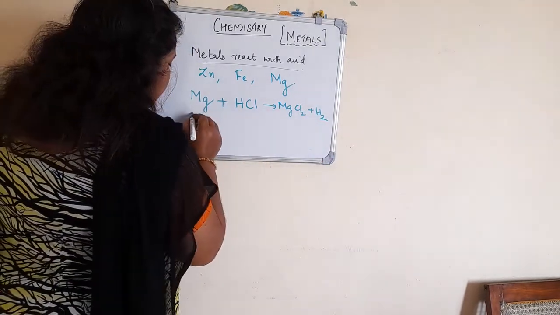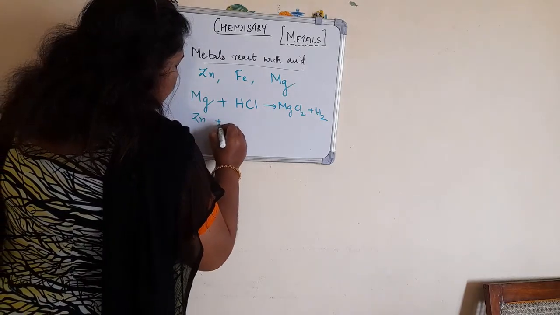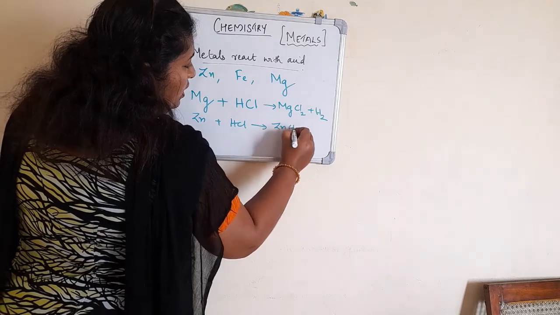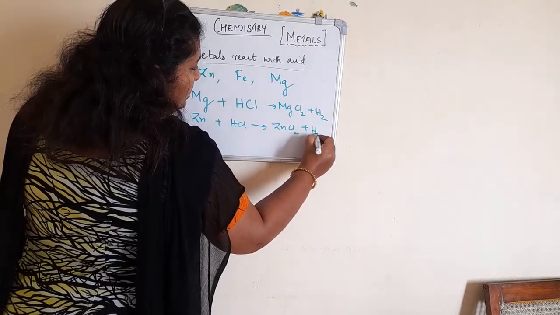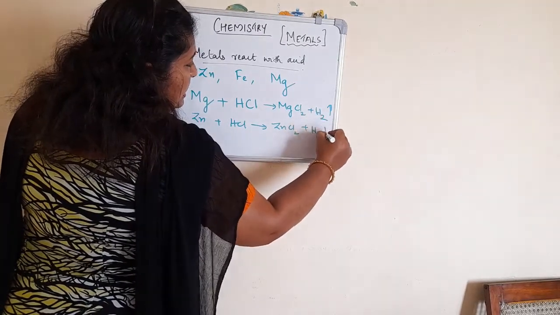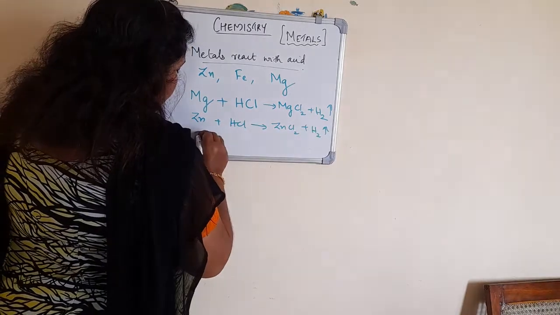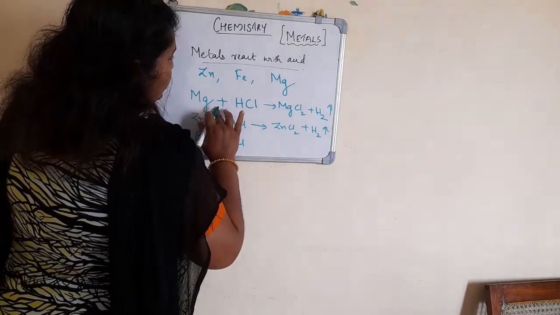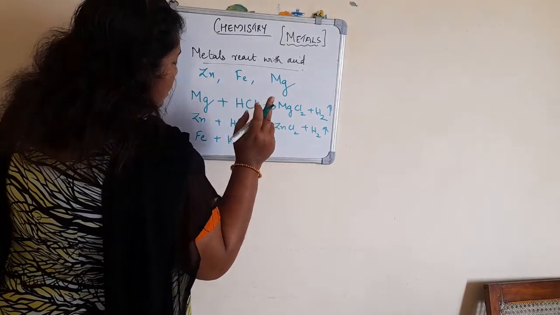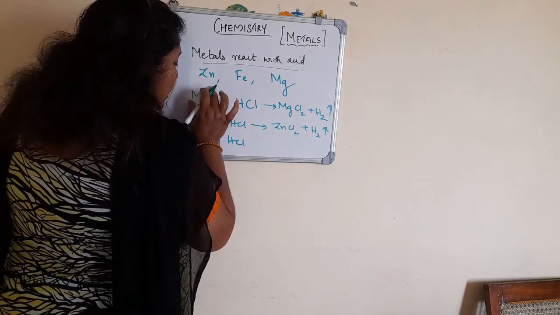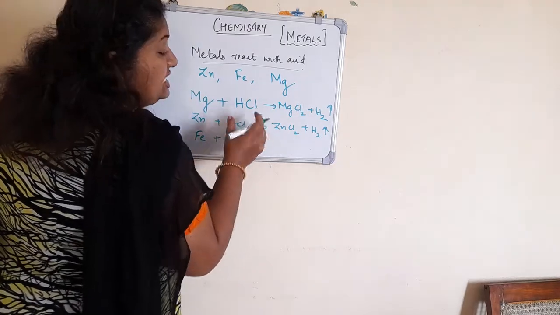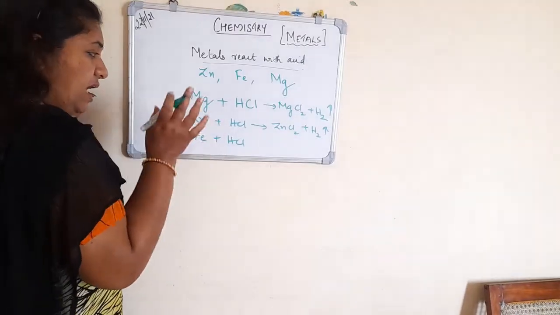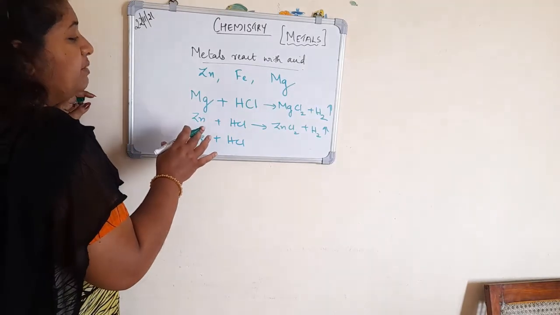Then zinc, when it reacts with HCl, forms zinc chloride and hydrogen. Hydrogen gas is released. Iron also reacts with HCl, but not as quickly as magnesium. That you have to understand. The reaction between magnesium and this acid takes place very quickly. But with iron and HCl also, the reaction takes place, but not that quickly.